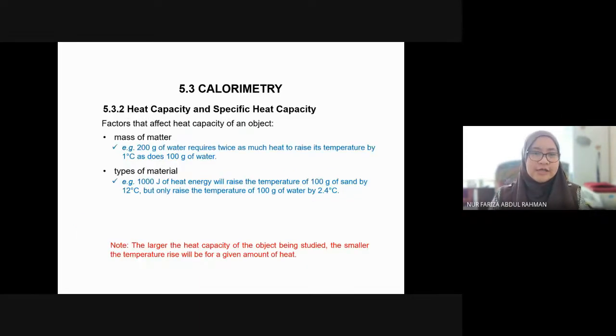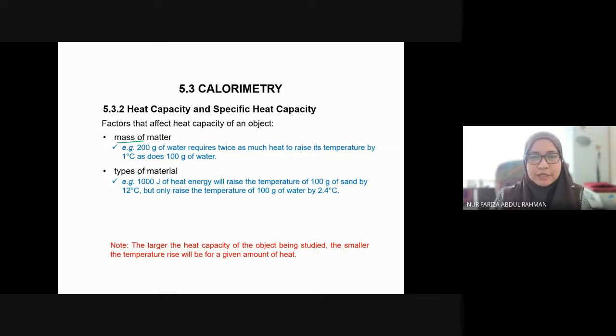Alright, factors that affect the heat capacity of an object. Okay, so you have to consider the mass, like I said. The mass will also affect the heat capacity. Okay, so the larger the mass, by right, the larger the heat capacity.